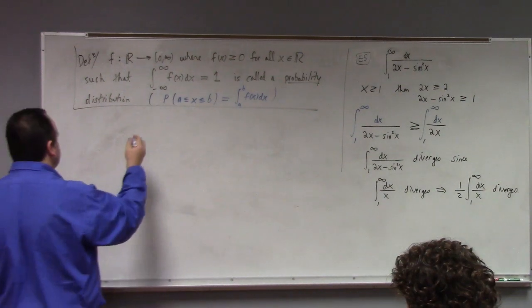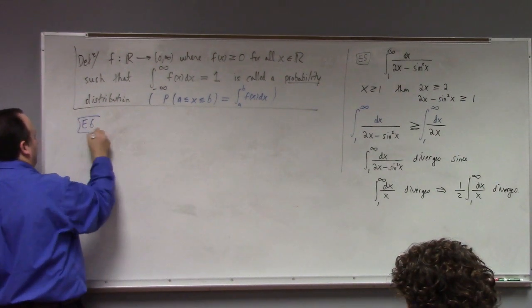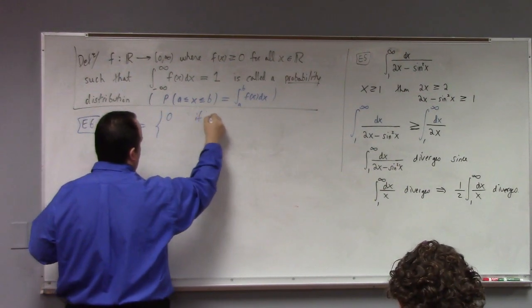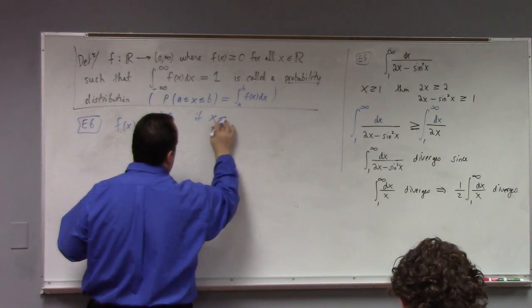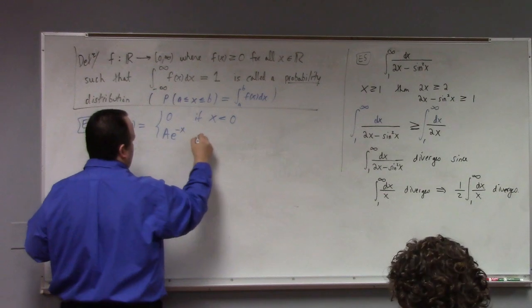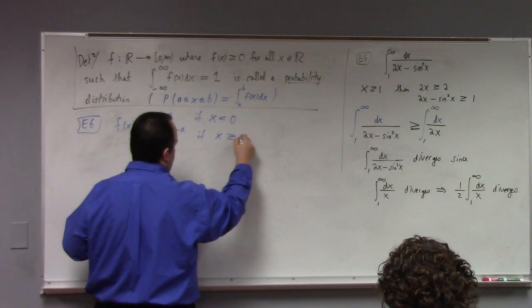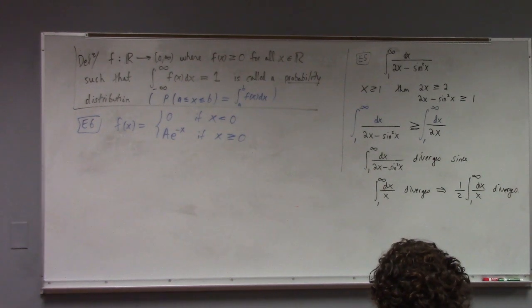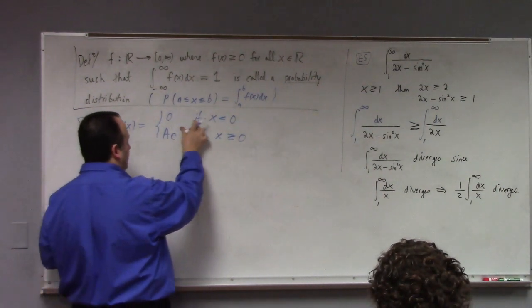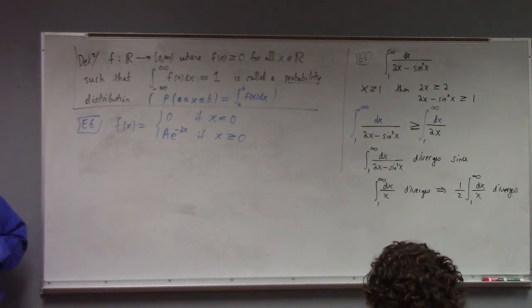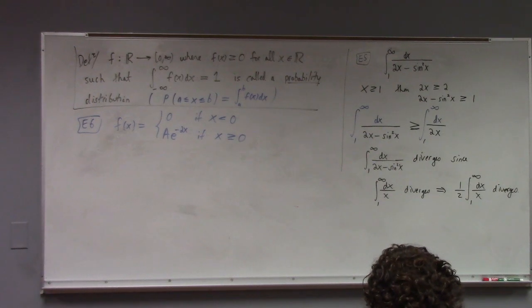For example, f of x equals 0 if x is less than 0, and let's say a e to the minus x if x is greater than or equal to 0. Just to make it slightly more interesting, let me throw a 2 in here. Question: for what choice of A is this a probability distribution?